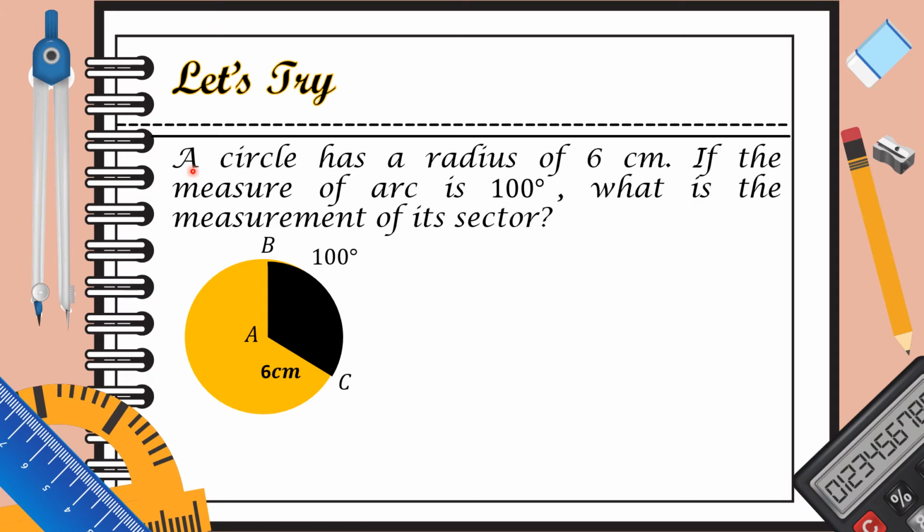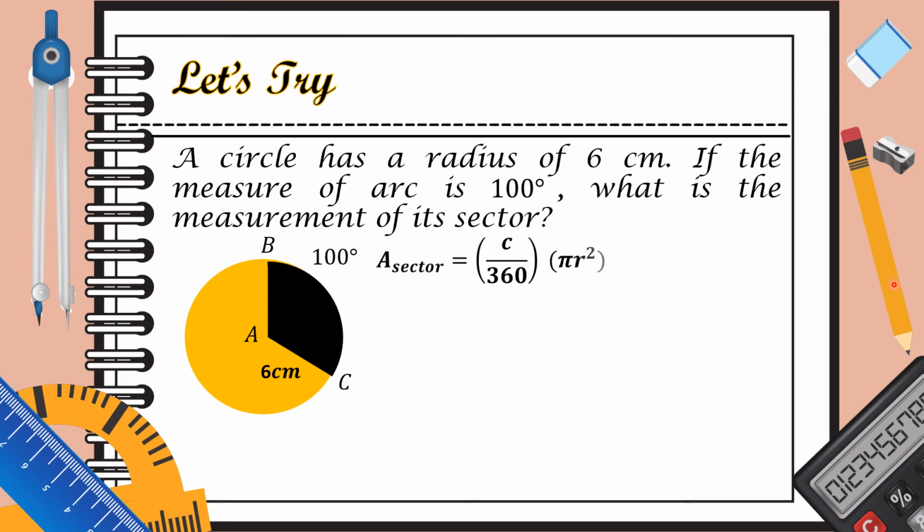Now, let's try. A circle has a radius of 6 cm. If the measure of the arc is 100 degrees, what is the measurement of its sector? So, yung measurement daw ng ating arc is 100 degrees. Yung radius niya ay 6 cm. So, ang kailangan nating hanapin is yung measurement ng ating sector or yung blue part na yan. Ano daw yung area niya?